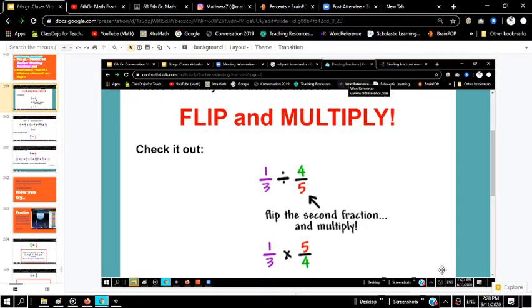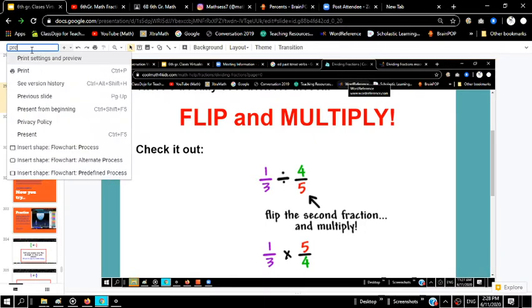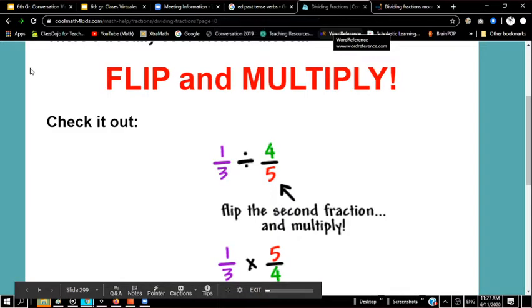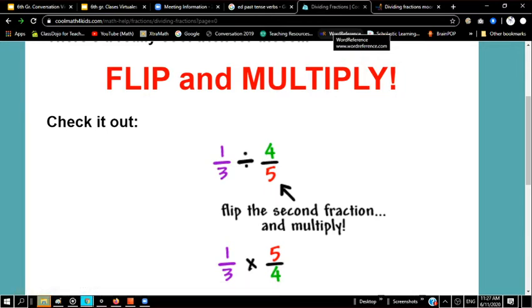What I'd like you to do is just do a couple of these problems on your own. So we did these problems in class. The link for the problems will be inside of the notes. We're going to do 1/3 divided by 4/5. All right, so hopefully you pause the video and you're able to do that on your own.